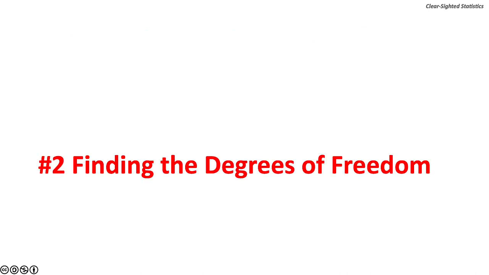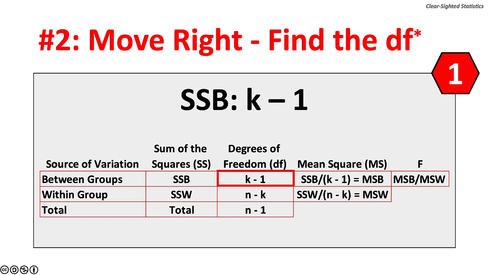Step 2, finding the degrees of freedom. This step can be conducted before calculating the three sum of the squares. As previously discussed, there are three different degrees of freedom. The first is for the sum of the squares between groups. This is for the top row of the ANOVA table, which is the numerator. It is found by K minus 1, where K is the number of treatments.